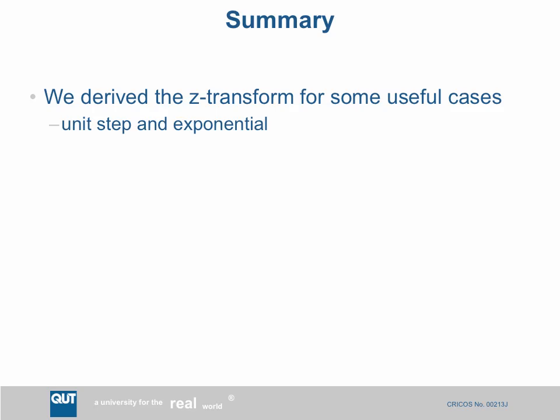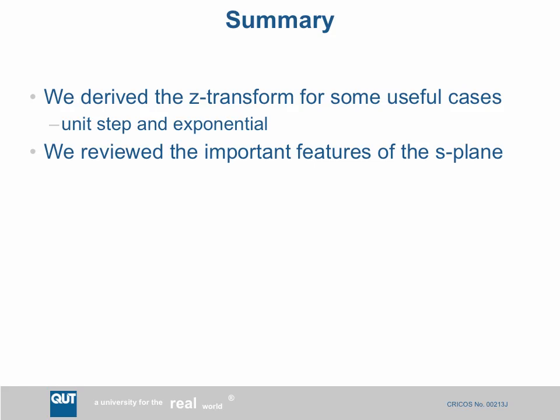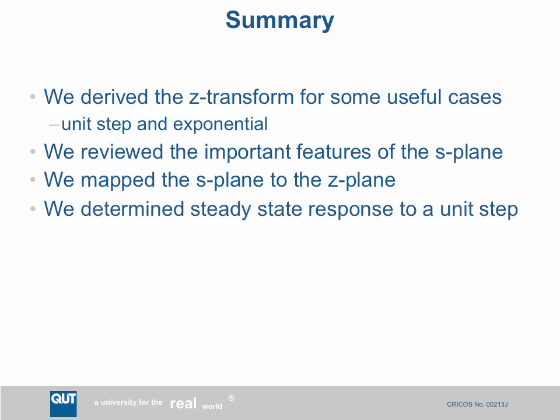So, a summary of all the things we've covered in this lecture. We derived the Z transform for a number of useful cases: the unit step and the exponential, and in your exercise you developed the ramp function. We reviewed some important features, landmarks if you like, of the S-plane, and we mapped the S-plane to the Z-plane. So the useful region of the S-plane is mapped to the inside of a unit circle on the Z-plane. We worked out how to determine the steady state response of a system to a unit step.